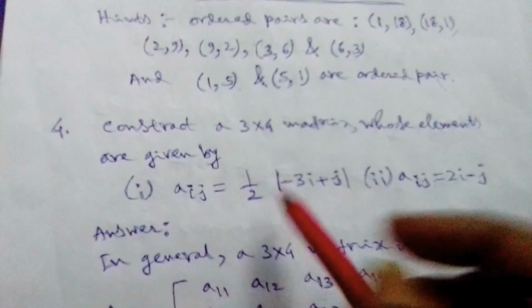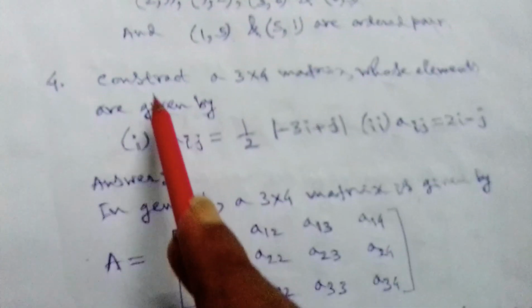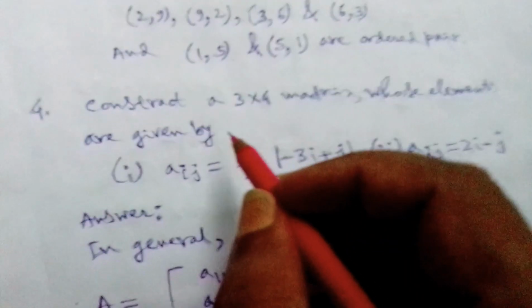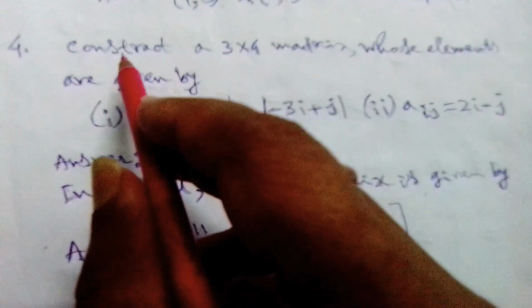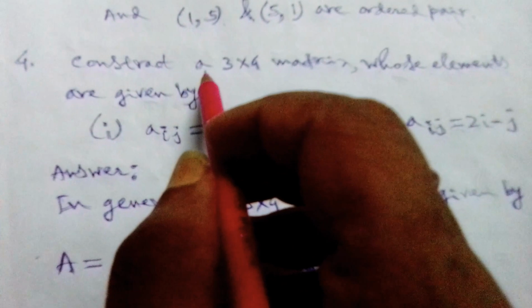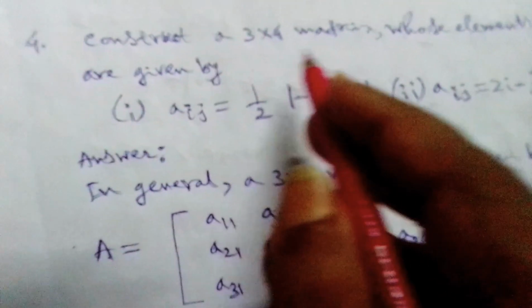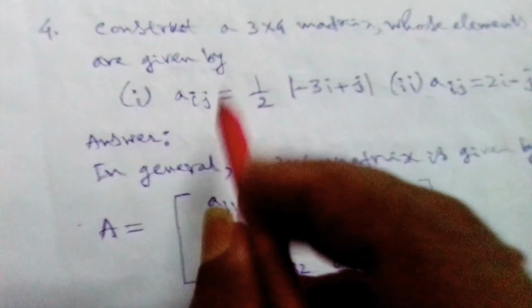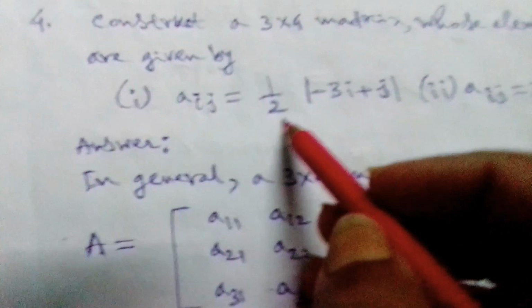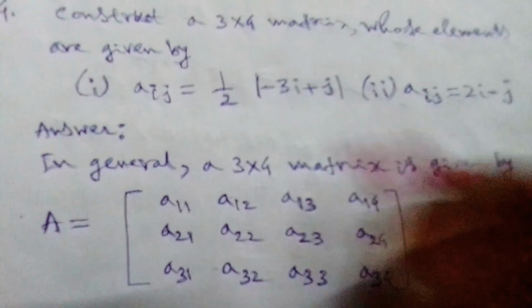And proceed the same way as like as 2. Now we are considering the problem, the fourth problem: let's construct a 3 by 4 order matrix whose elements are given by Aij is equal to half of mod of minus 3i plus j, and another is Aij equals 2i minus j.